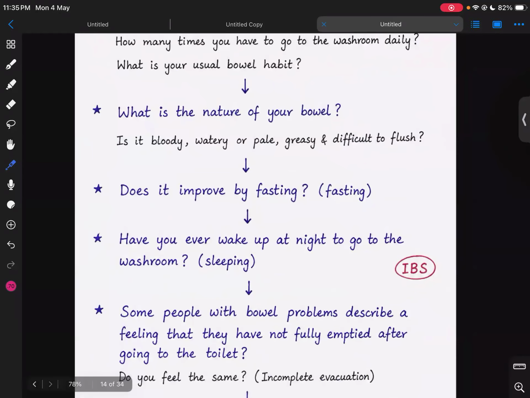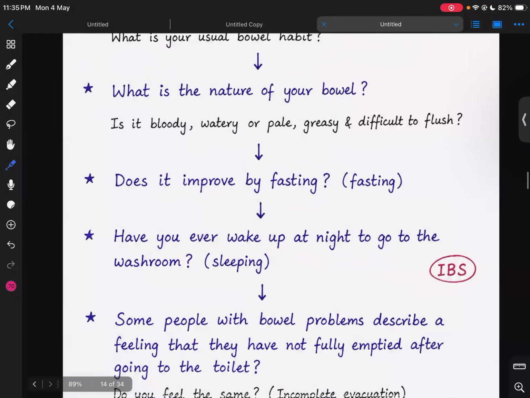The fourth question is whether it is improved by sleeping. That is, have you ever woken up at night to go to the washroom? This is also going to be a very important question, because any organic pathology is going to interrupt the sleep. But if the diarrhea improves with sleeping, this is surely going to be IBS, that is irritable bowel syndrome. I'm again repeating, any organic pathology causing loose motion will interrupt the sleep. But if the loose motion gets improved by sleeping, then this is IBS for sure.